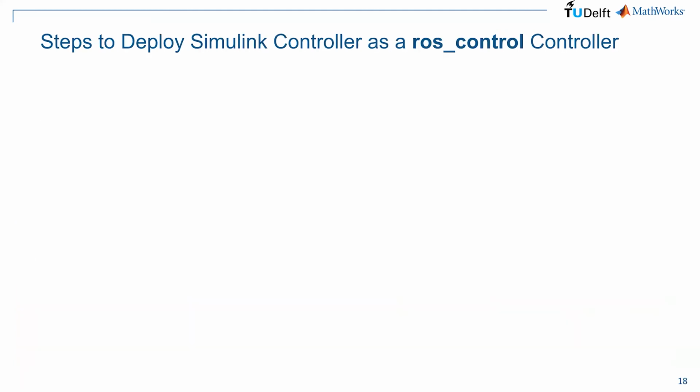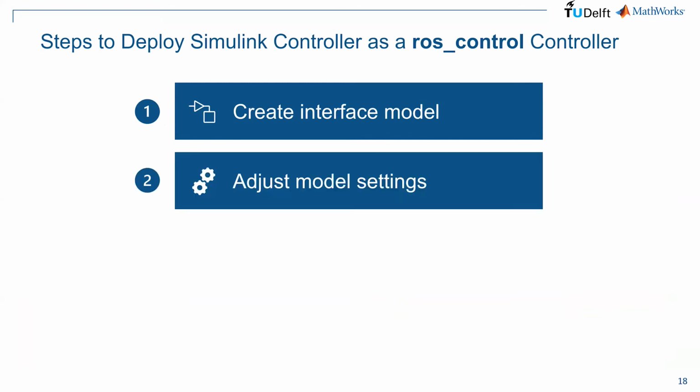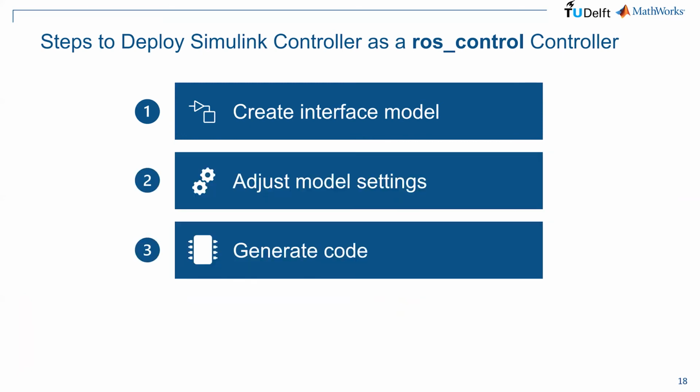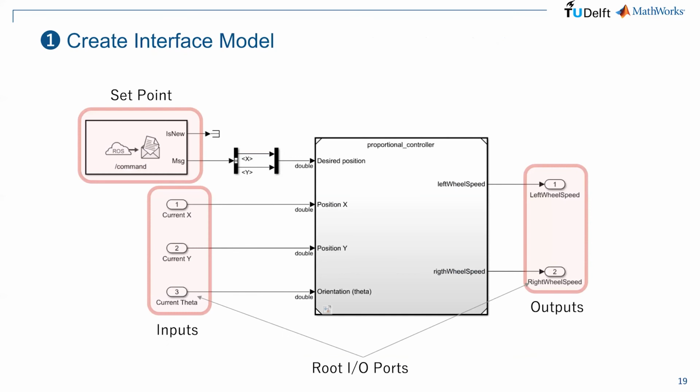Once you're satisfied that your controller works, generating a ROS control is a 4-step affair. You create an interface model, adjust model settings, generate code, and you do a little bit of handwritten code to integrate Simulink generated code into a ROS controller.